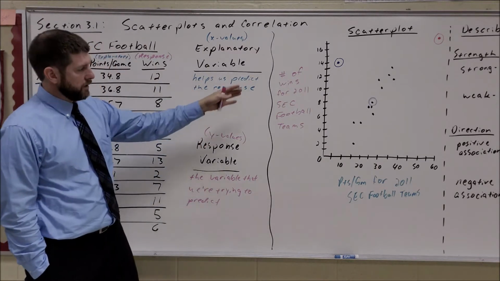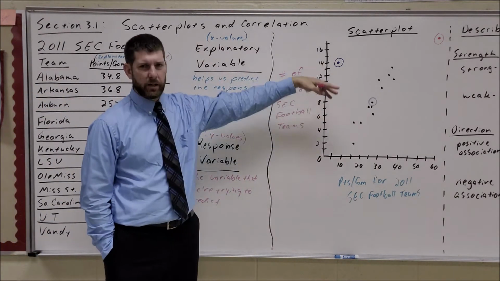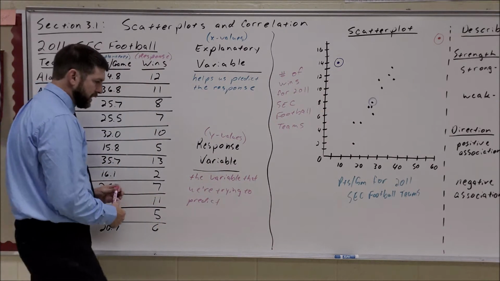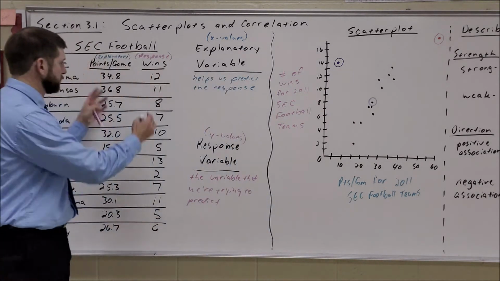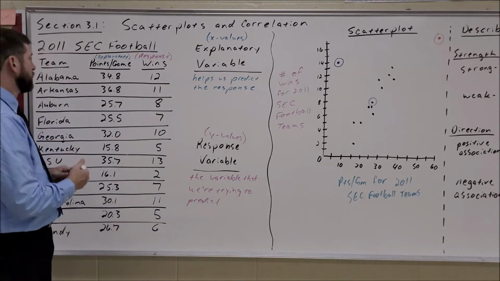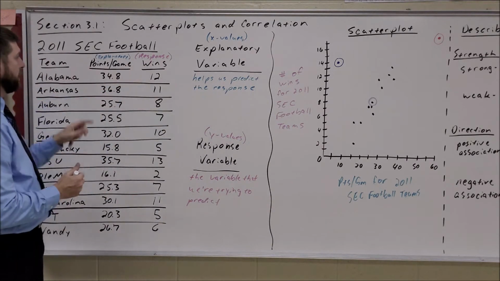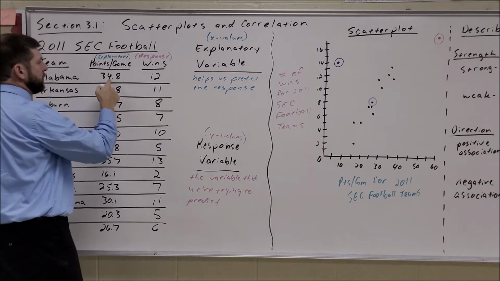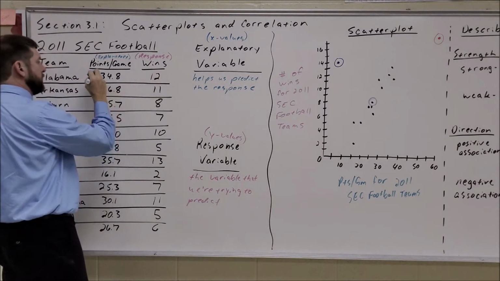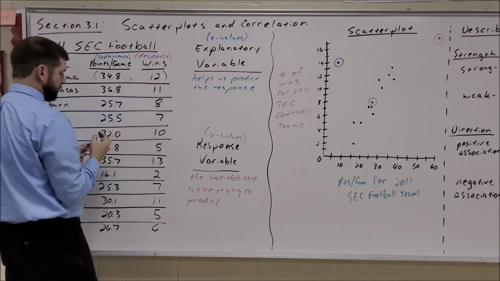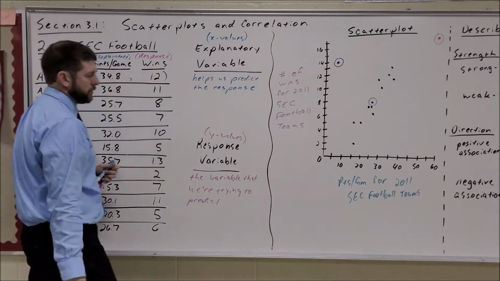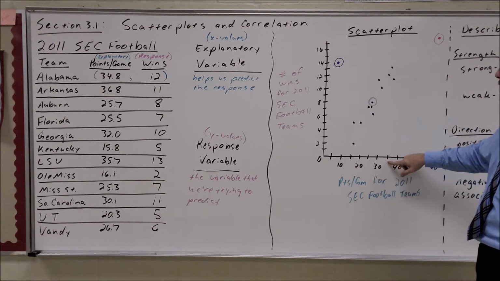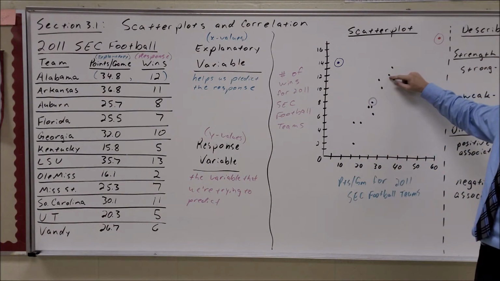So this is our scatter plot. Now, how did I get all of these dots on there? Well, if it's got an x-axis and a y-axis, it's really nothing more than writing these as ordered pairs. So let's take Alabama right here. My x value, my explanatory, was points per game, and my response was 12 wins. So that's really nothing more than the ordered pair, 34.8, 12. So to graph Alabama, I went over to 34.8, I went up to 12, and there was Alabama.